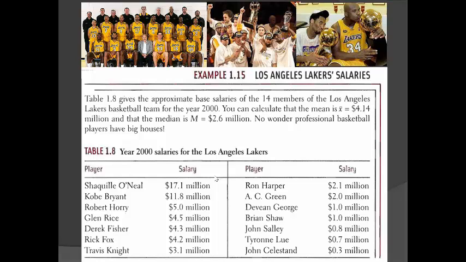Now, if you look at these salaries below, John Celestin made 0.3 million, or 300,000. Well, $100,000 looks pretty good to him because that's about a third of his salary. But to Shaq, who made 17.1 million, that's chump change. So he's thinking, you know what? We can do better than that. So they went back to the owner and said, do something better than 100,000.